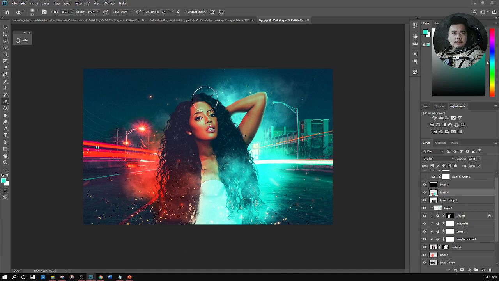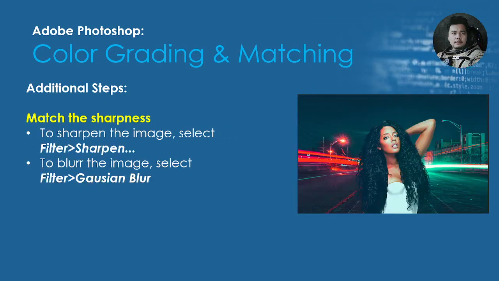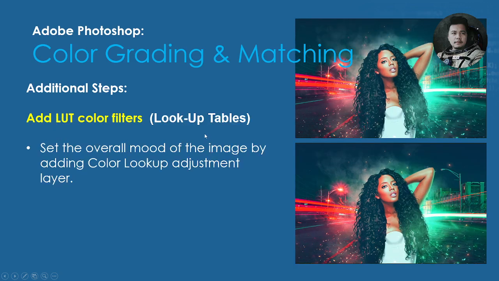Oh, one more step, and that is, okay, add LUT colors. When we say LUT, color lookup tables, it sets the overall mood in the image by adding a color lookup adjustment layer. Okay, so let's do that.